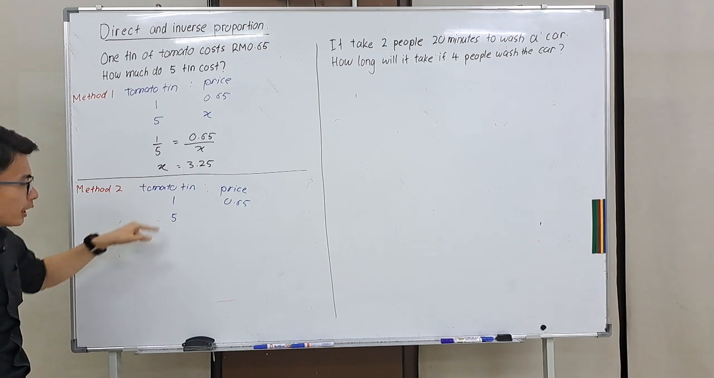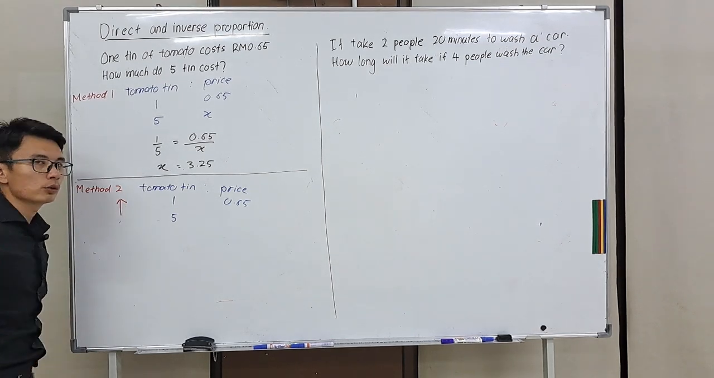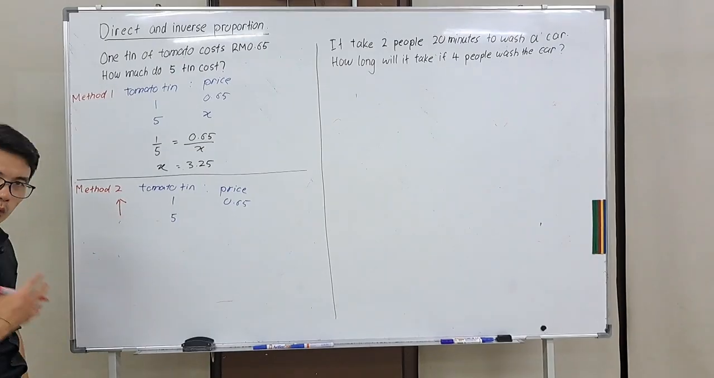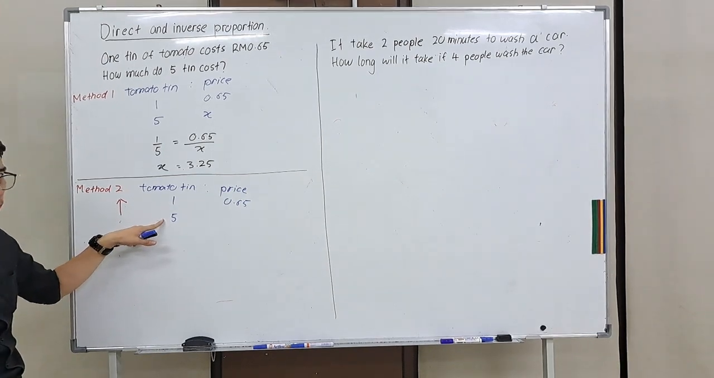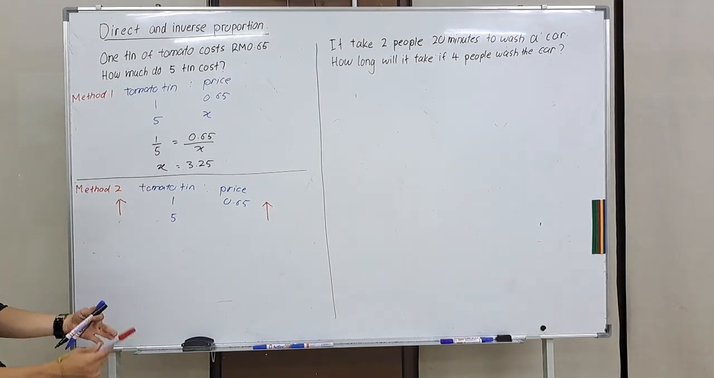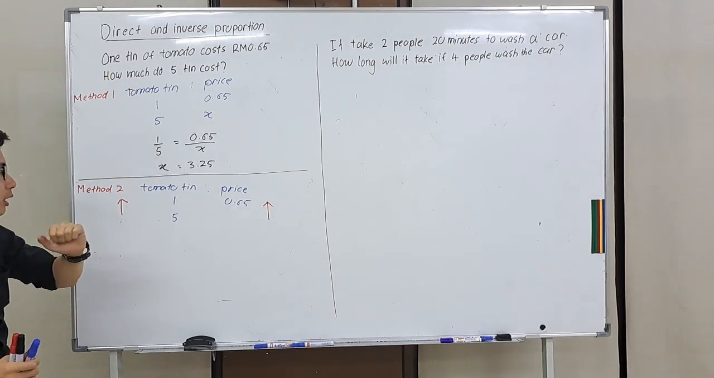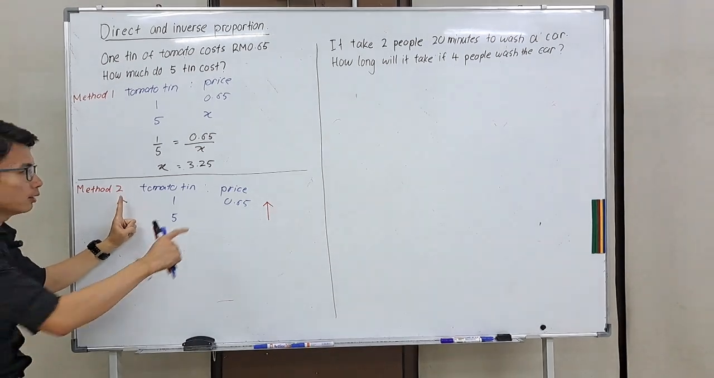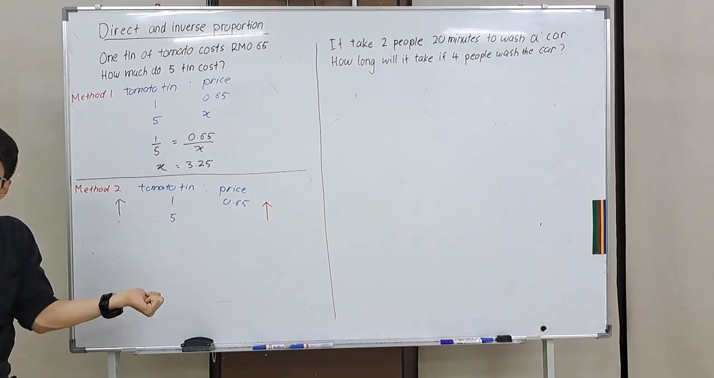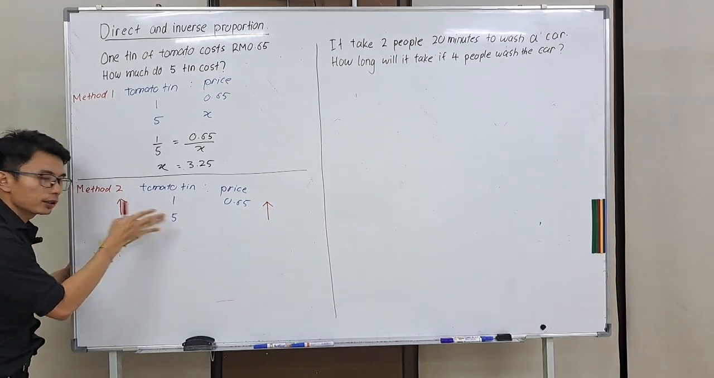If I were to increase the number of tomato tins that I'm buying, what do you think happens to the price? Okay, so logically thinking, if I increase the number of tomato tins here, my price will increase as well, right? Okay, so that is actually what direct proportion is talking about. If I increase here, this will increase as well, right? If I increase the number of tomato tins, my price will increase. That's the meaning of direct proportion. Okay, so let's find out.